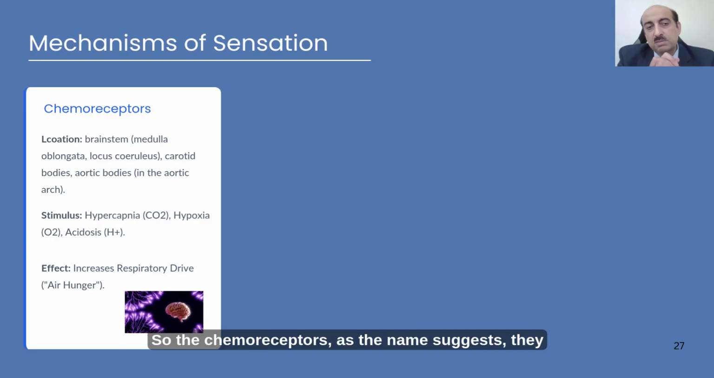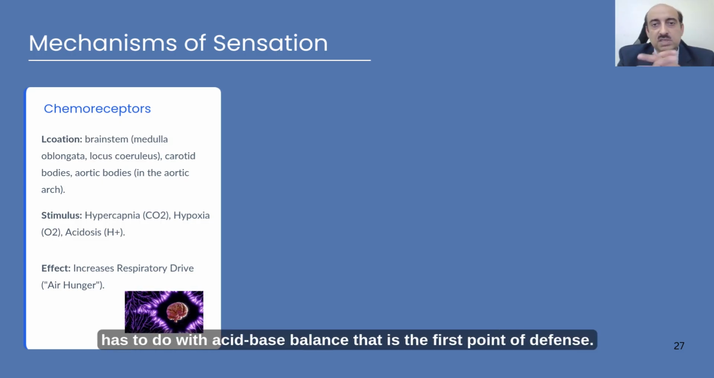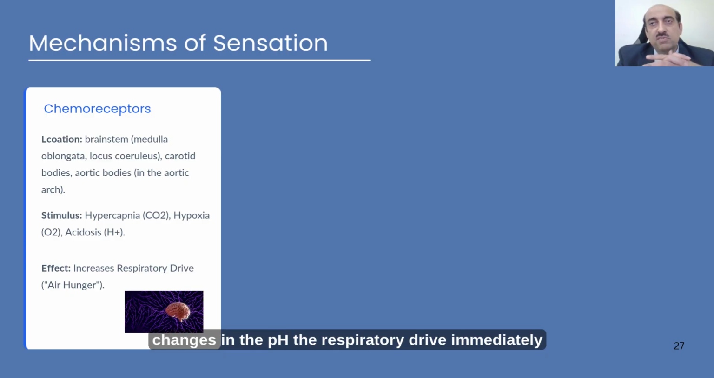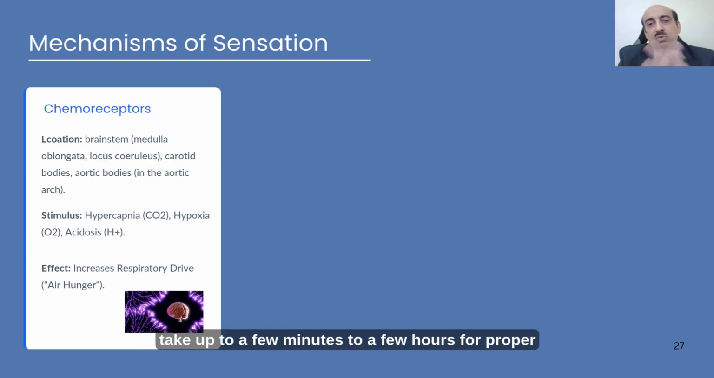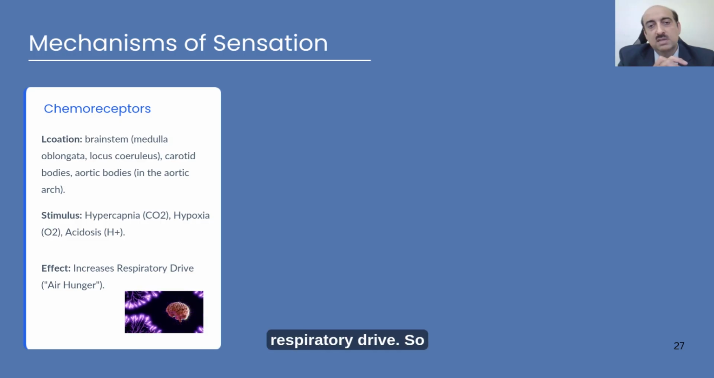The chemoreceptors, as the name suggests, sense the chemical changes like the pH, acid level, bicarbonate, carbon dioxide. Anything which has to do with acid-base balance, that is the first point of defense. As soon as there are any changes in the pH, the respiratory drive immediately tries to blow off the carbon dioxide, which is an acidic gas, to try and neutralize the effect. And then the metabolic compensation of retaining bicarbonate through the kidneys is a longer process, which starts in minutes and can take up to a few hours for proper effect. But the immediate one is the respiratory drive.